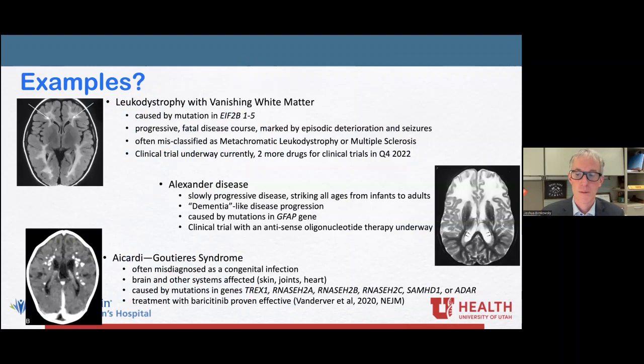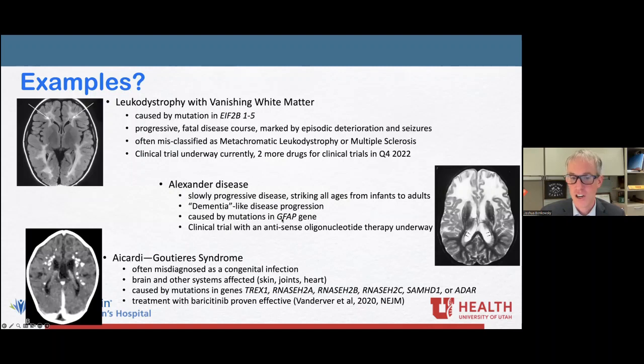And so some of the examples we gave to the committee, for example, leukodystrophy with vanishing white matter disease, caused by mutations in the EIF2B 1 through 5 genes, and has a progressive course. And often, as I mentioned before, it gets misclassified or misdiagnosed as MLD or multiple sclerosis. And as many of you know, there's a clinical trial underway, and there's other clinical trials in the wings as well.